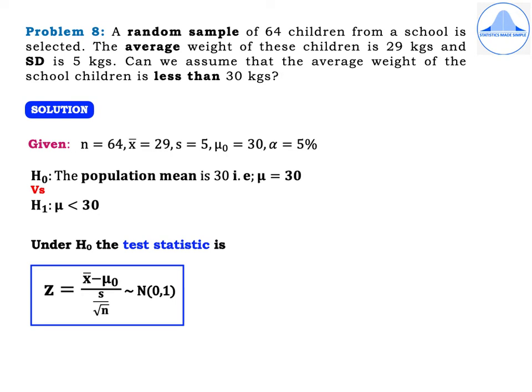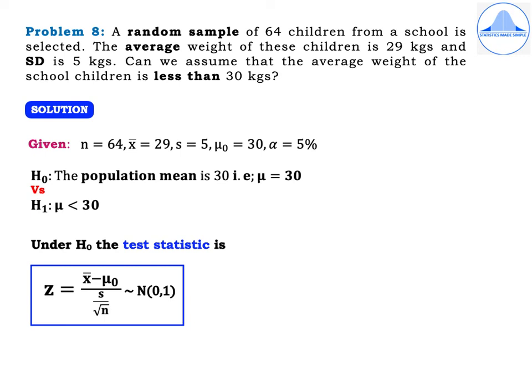Problem 8. A random sample of 64 children from a school is selected. The average weight of these children is 29 kgs and standard deviation is 5 kgs. Can we assume that the average weight of the school children is less than 30 kgs? So this sentence is starting with random sample. So it means that n is equal to 64 and 64 is a number which is greater than 30 and the words average and standard deviation are present. So it means that it is test for single mean for large samples.